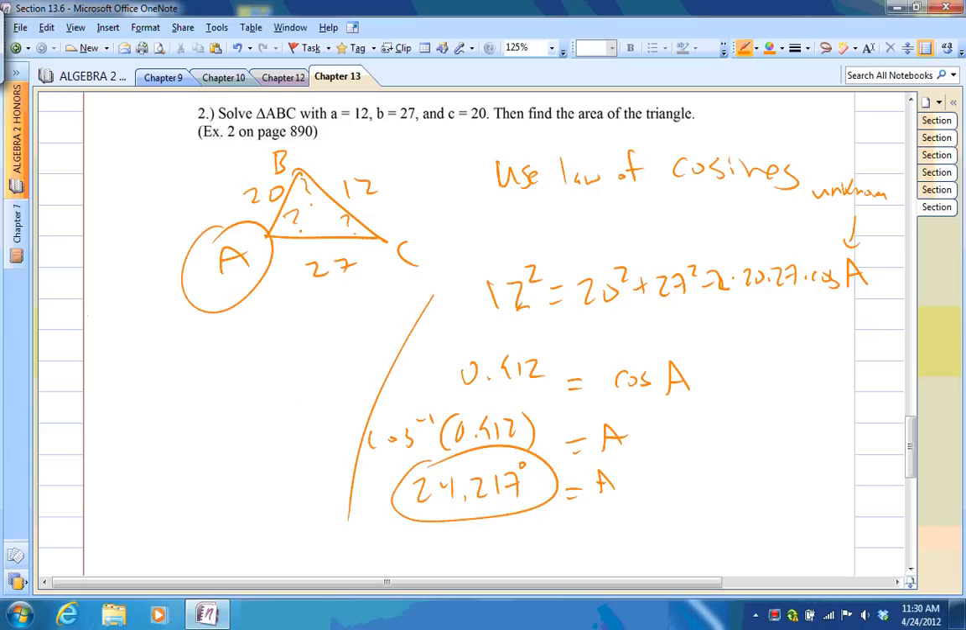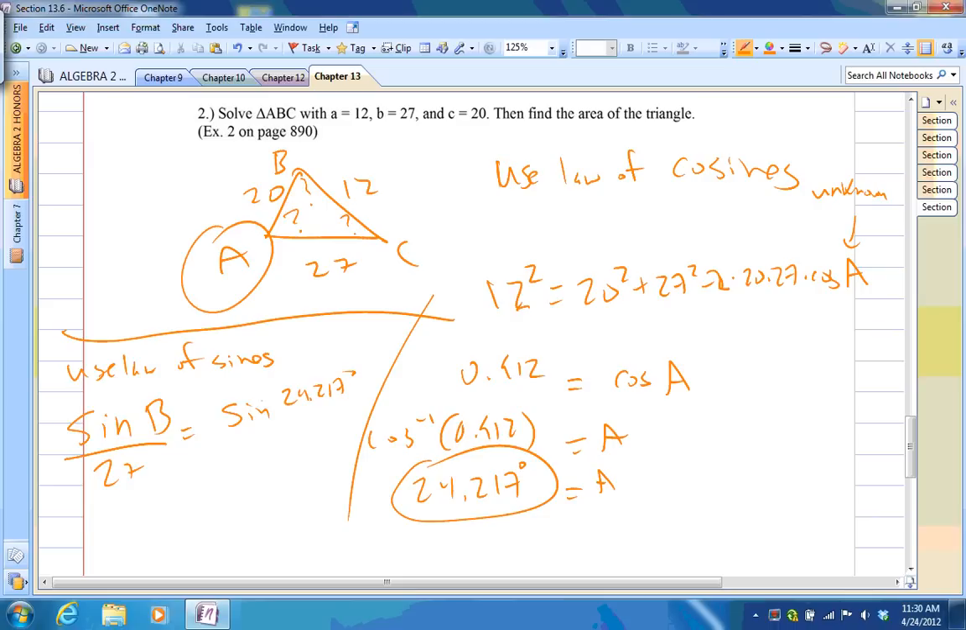Then let's say we want to find angle B. Now you've got to use law of sines. You're going to have to use law of sines for all these problems. That's why law of cosines is always covered after law of sines, because you have to learn that first. So sine B over 27 equals sine of 24.217 degrees over 12. And you might want to store your angle. The store button's right above the on button, so store, and then alpha math, that's A. So we have that stored.